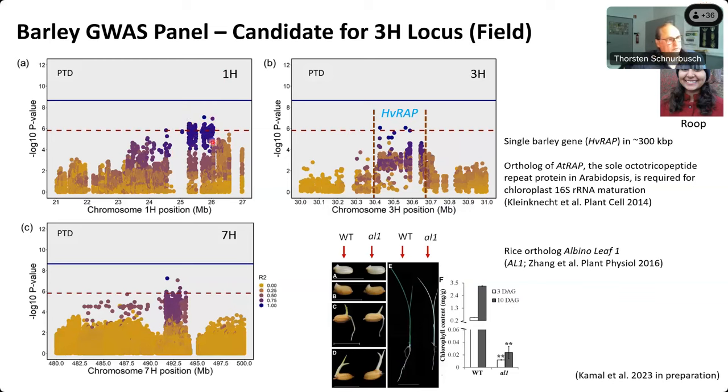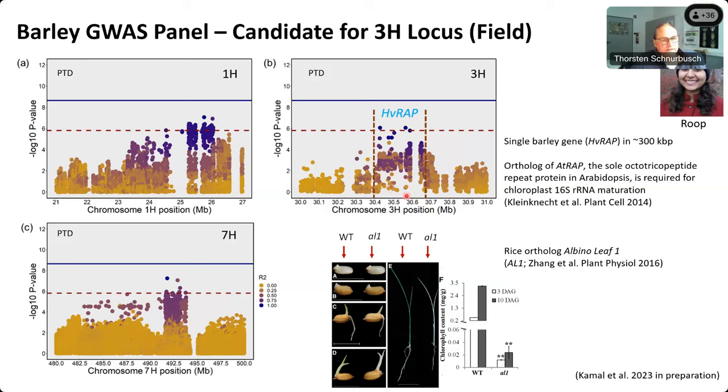For example, chromosome 1H is located in the really upper end of the chromosome, while chromosome 3H, which I would like to focus on, is in the beginning of chromosome 3H. Here it was very interesting because this interval was rather small. It only had around 300 kb.